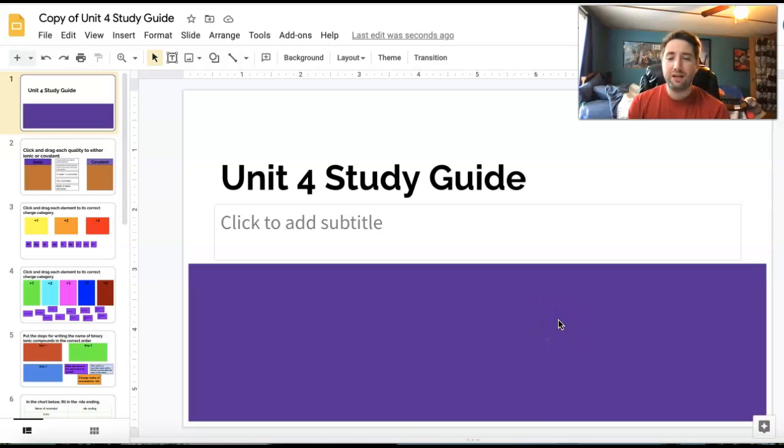Hey everybody, so today I'm going to go through the Unit 4 study guide, and it's not really a study guide, it's more of like a Google Slides that shows you how to do certain skills that you'll need for the test for next week. So let's go on and do this first one here.